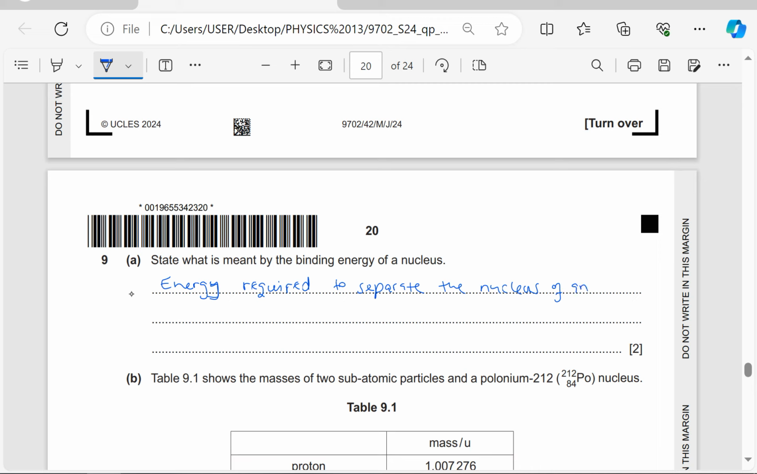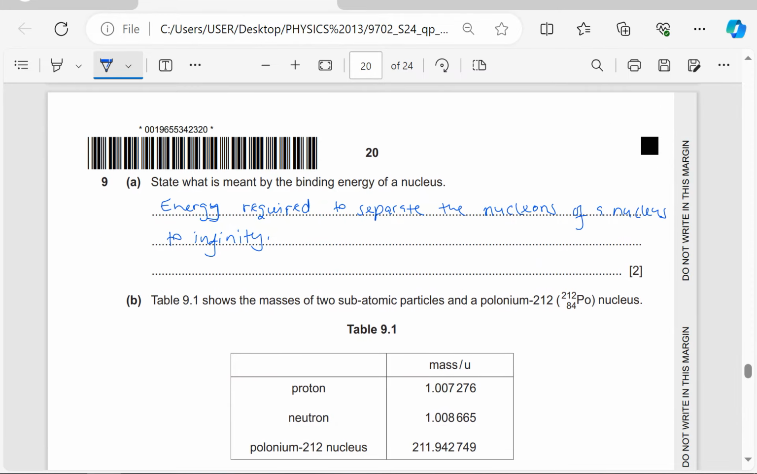Not the nucleus, separate the nucleons. The energy required to separate the nucleons, those are the protons and the neutrons, of a nucleus to infinity, that is binding energy. Infinity may not be a large distance, but at nuclear level, the nucleons cannot influence each other.